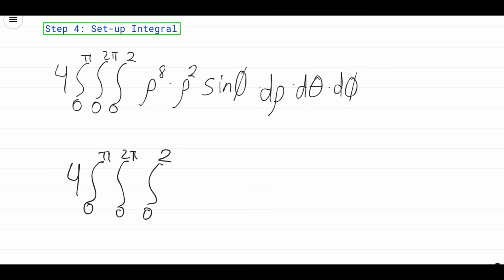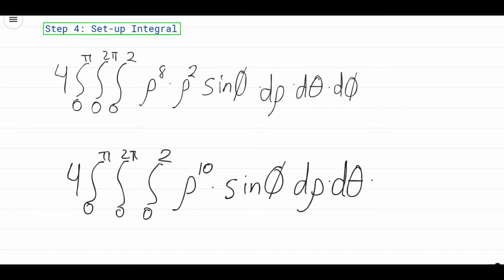And then we can combine the rho to the 8th power times rho to the 2nd power. We can add the exponents together since they have the same base. And this comes out to be rho to the 10th power. And our sine phi, we can leave it as is. And everything else, we can leave it as is.